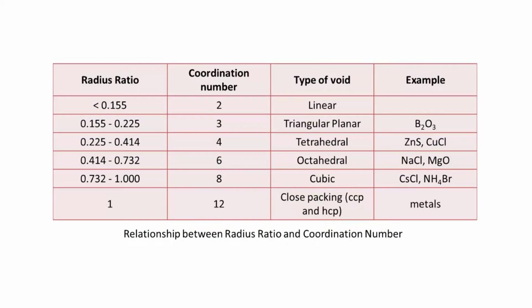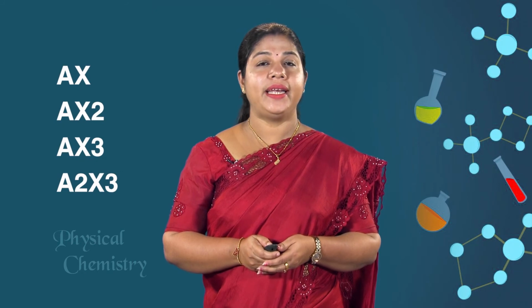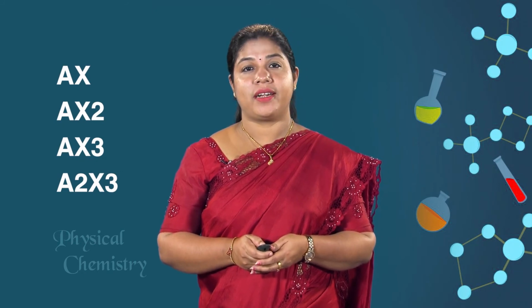The crystal structures are determined by the coordination number of the ions. Using the radius ratio, we can predict the coordination number and the structure of ionic crystals. This table shows the relationship between radius ratio and coordination number. Now, on the basis of the relative number of cations and anions present, the structure of ionic compounds is classified into types AX, AX2, AX3, A2X3, etc. In today's session, we will focus on AX and AX2 types of crystals.